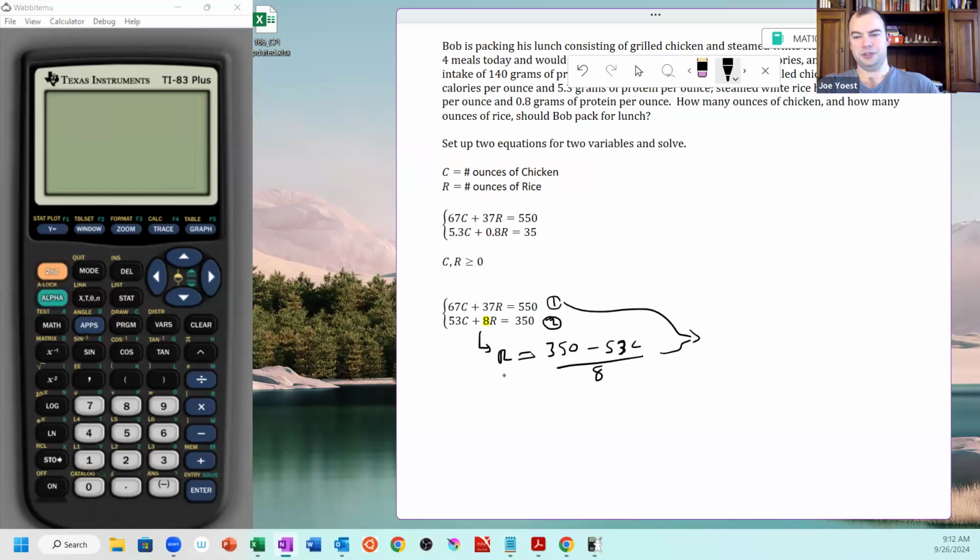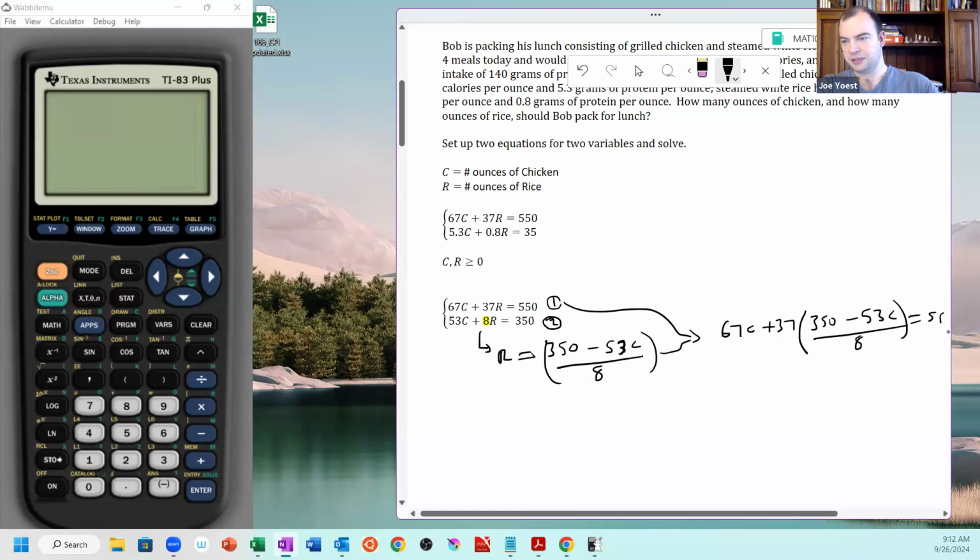And then I'm going to plug that into equation 1: 67C plus 37R equals 550. I want my R in there. So I'm just going to replace that R with all of this stuff. It's not the nicest stuff to replace it with, but it is what it is. And that equals 550.